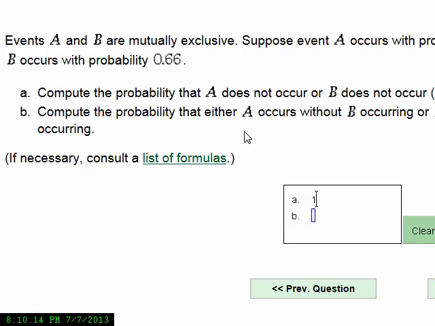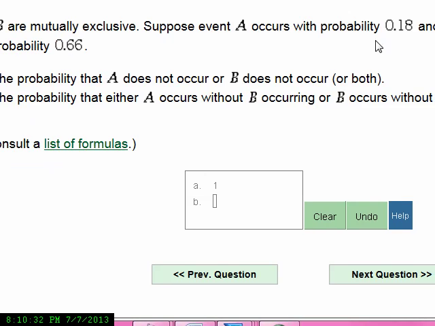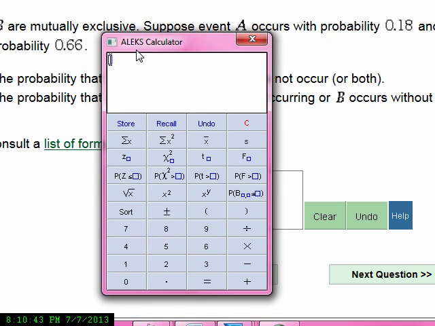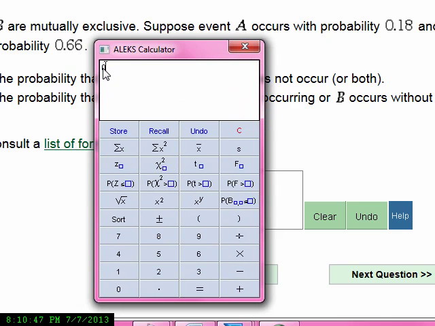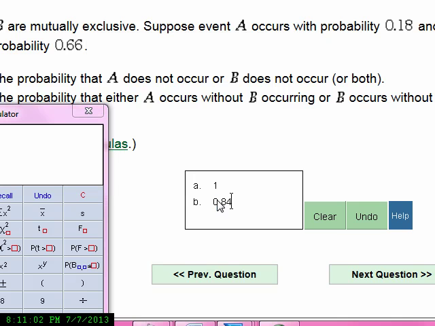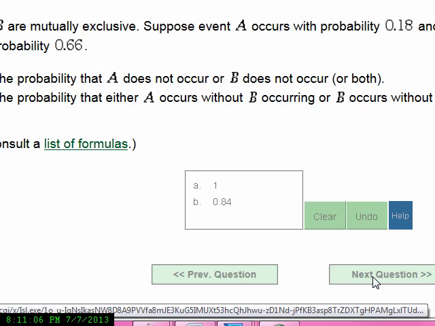All right. So the probability that A occurs without B, that's the same as just saying A. Or B occurs without A, that's the same as just saying B. So it's just saying A or B. Since they're mutually exclusive, you just add up the probabilities. And so they tell us that the probability of A is 0.18, B is 0.66. So we add the 0.18 plus 0.66, and we get 0.84. So I hit Control C and copied it, and I'm going to put that here. All right, we'll stop here. I've got to question 10, and I'll do the last 6 on the next movie.